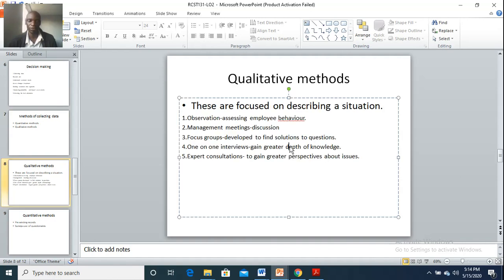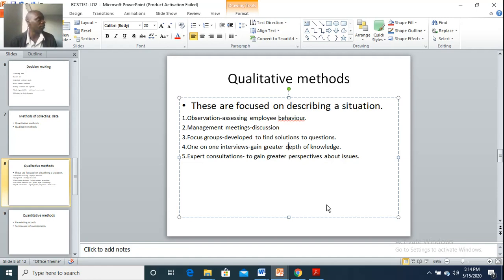Now let's look at the qualitative. Like I said, there are no figures in qualitative methods. So we have five main ones: observation. If you are a manager, you can observe the behavior of your employees at work, and you'll be able to understand their risk tolerance, how they behave, all those things. So observation is a way of collecting data.